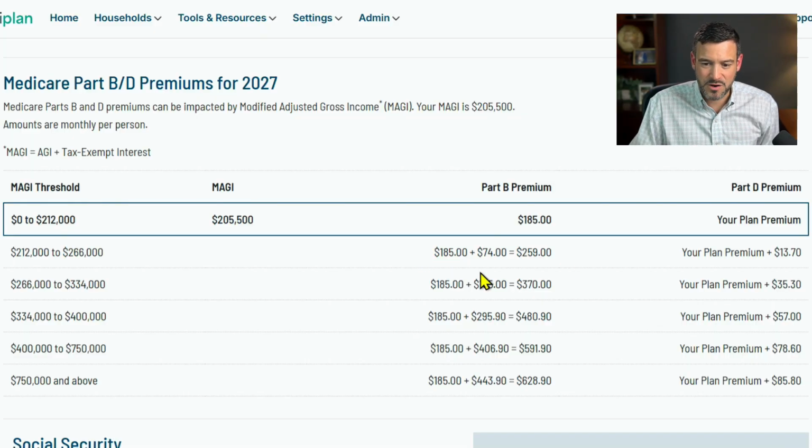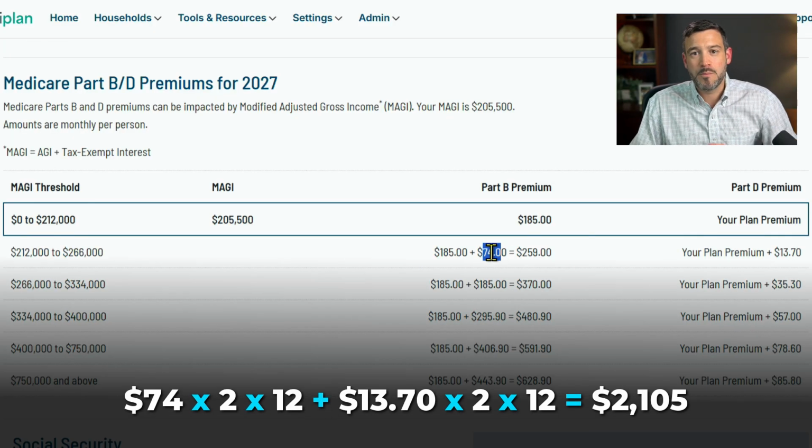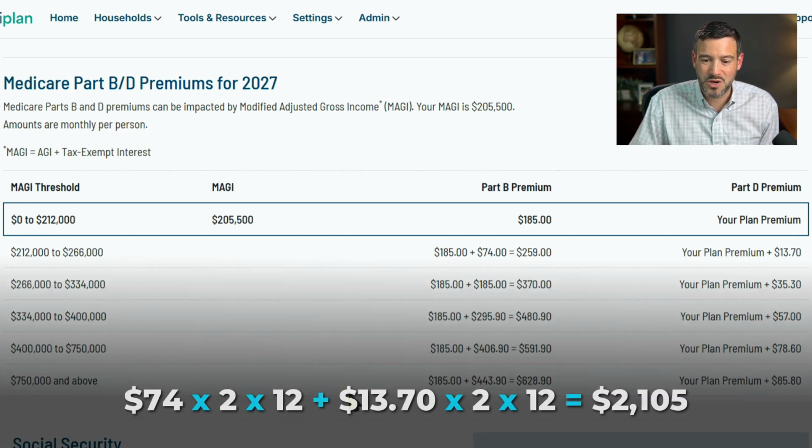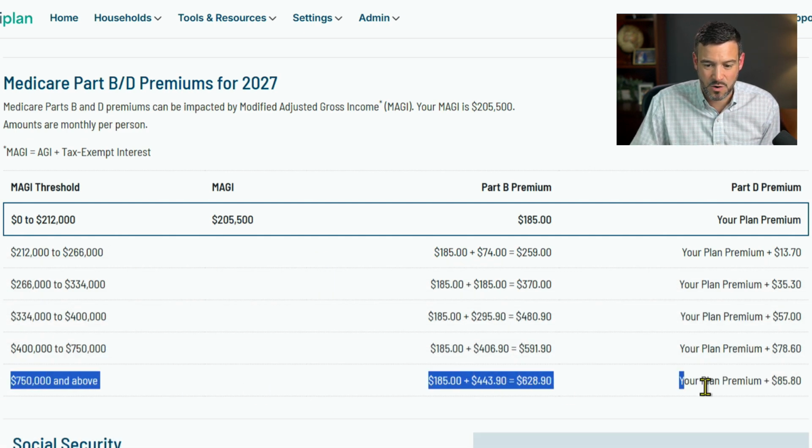If you go to this bracket, you're going to pay $74 per spouse that's over the age of 65 times 12. And then you're also going to pay for your Part D of $1,370 times 2 times 12. So that whole thing comes out to about $2,000 for this first bracket, and it just goes up from there. If you're in this highest IRMAA surcharge bracket, you're going to be paying over $10,000 a year extra if both spouses are over the age of 65.